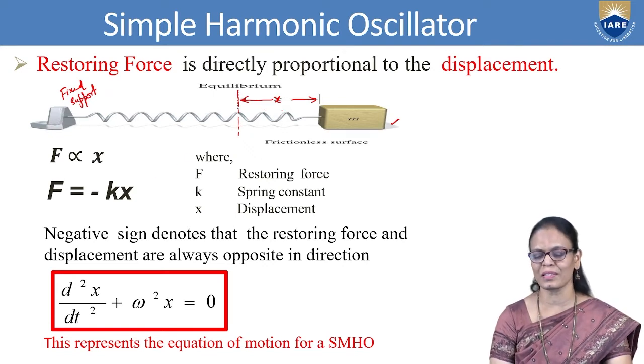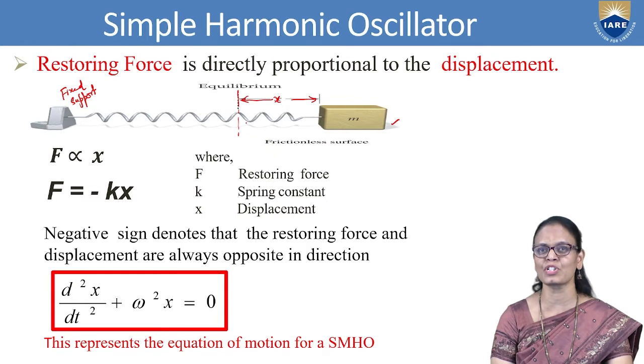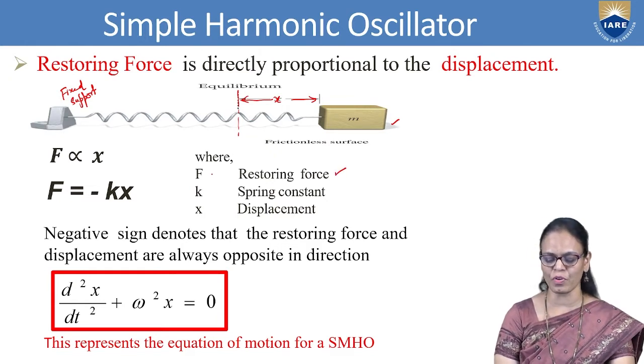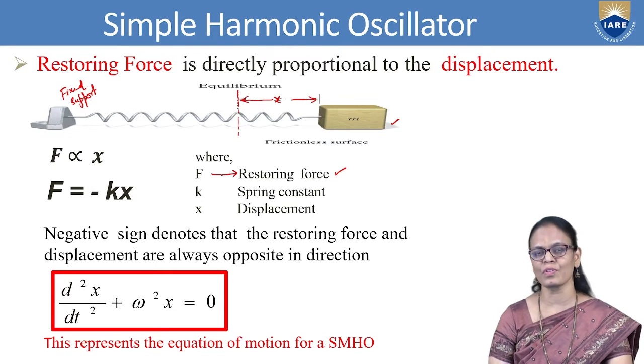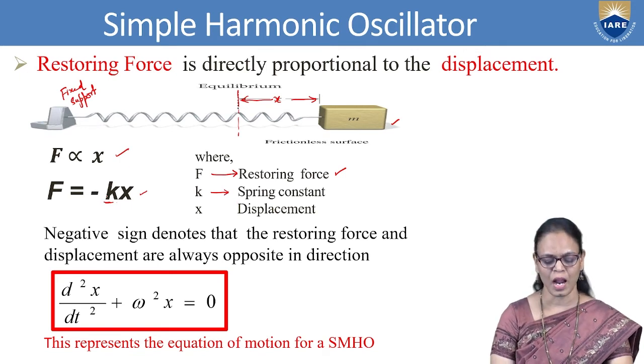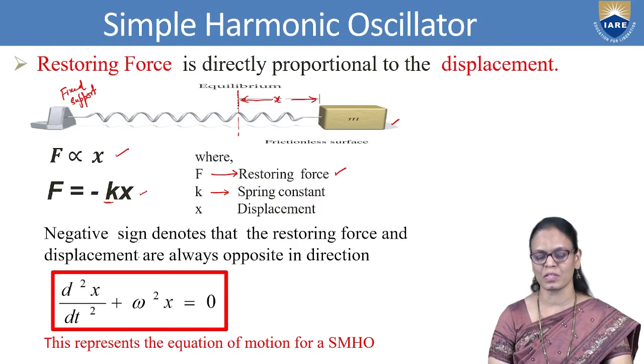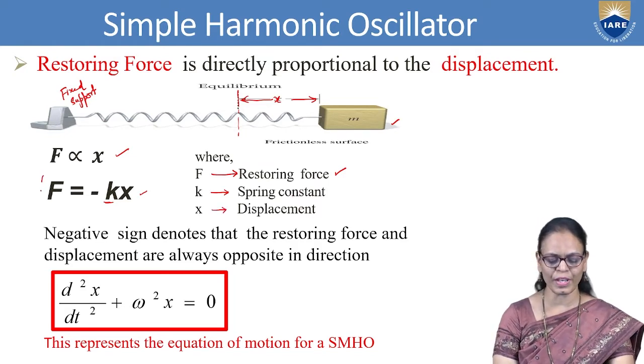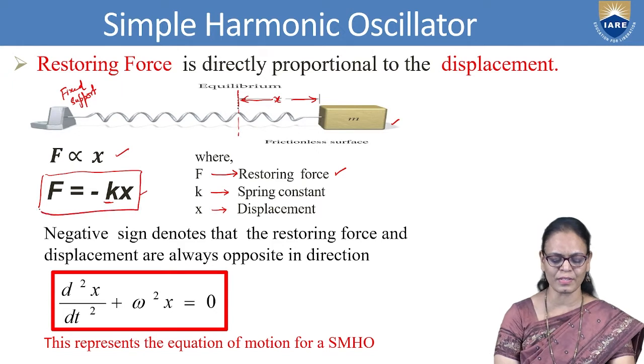Now, the force that brings it back to the equilibrium position, we are calling it the restoring force. F is called the restoring force. This restoring force is proportional to the displacement and always acts in a direction opposite to that of the displacement. K is the spring constant. So whatever proportionality sign we remove, we put a constant, and the constant K here is the spring constant, x is the displacement. So what we have here is F is equal to minus Kx.